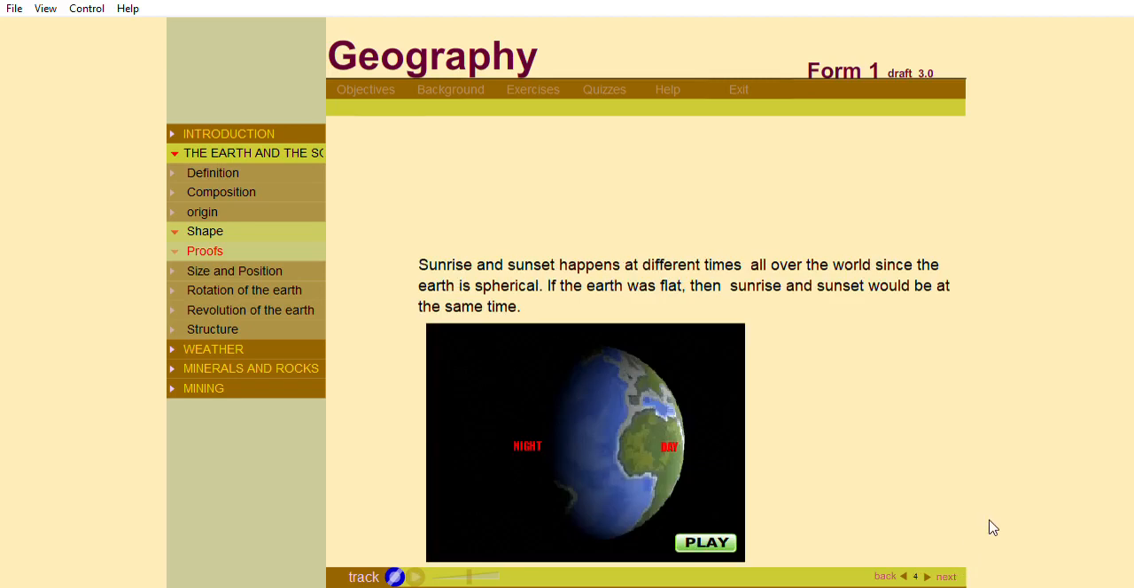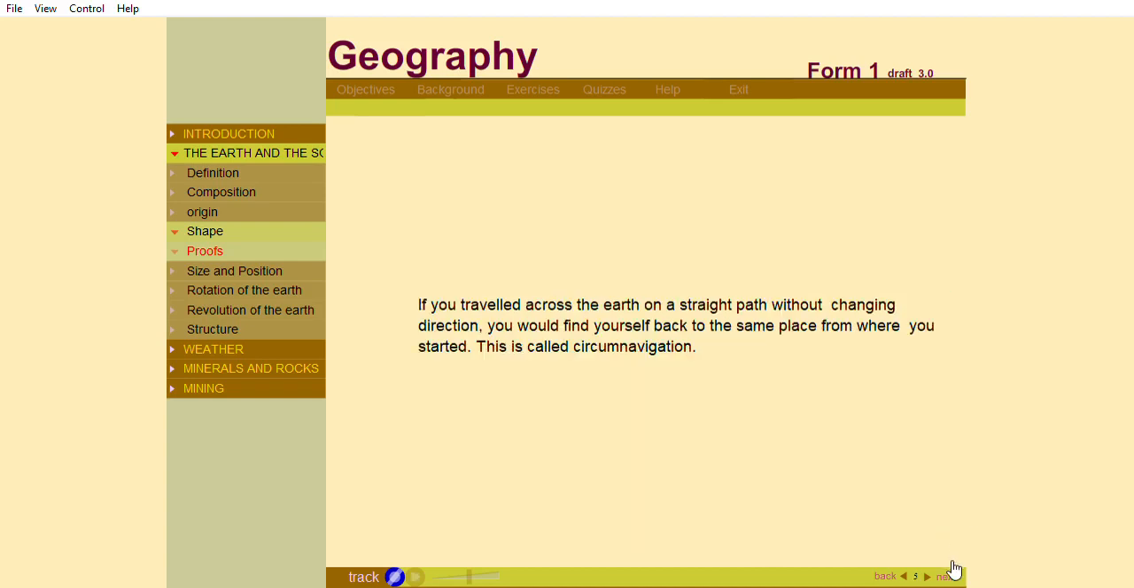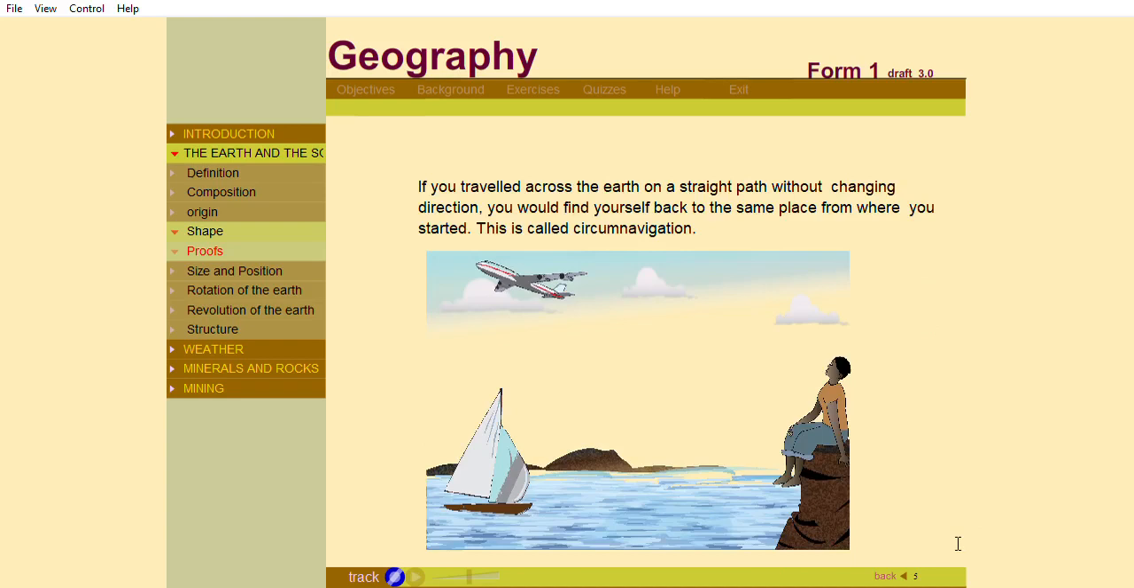Sunrise and sunset happen at different times all over the world since the Earth is spherical. Were the Earth flat, then sunrise and sunset would be at the same time. If you traveled across the Earth on a straight path without changing direction, you would find yourself back at the same place from where you started. This is called circumnavigation.